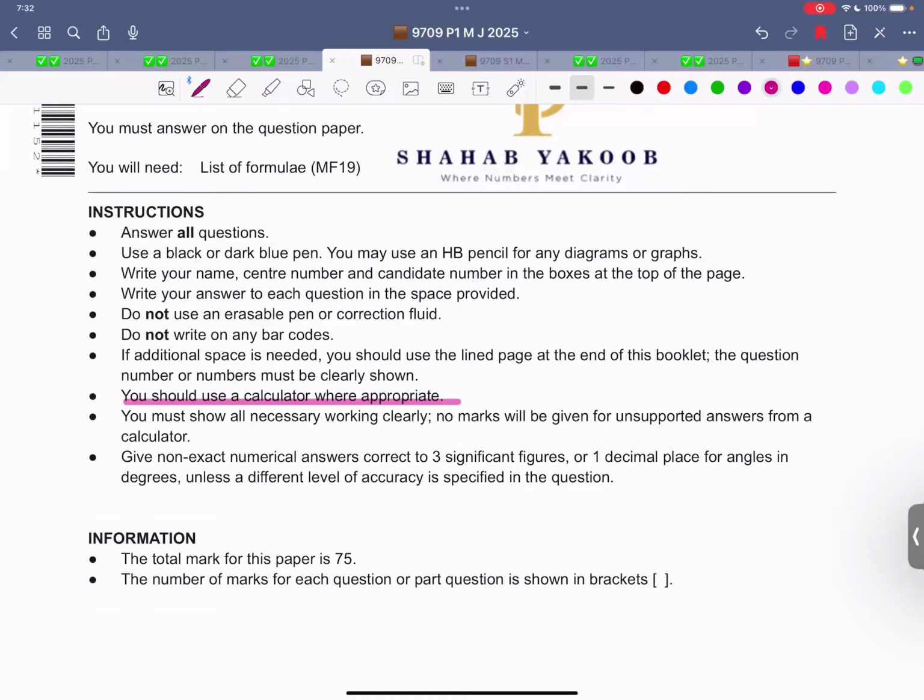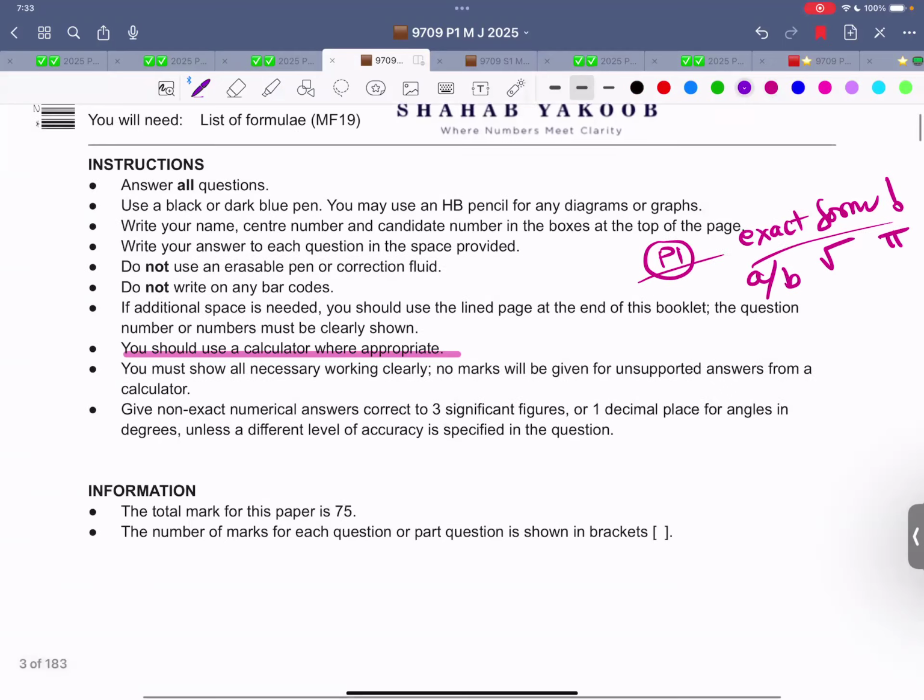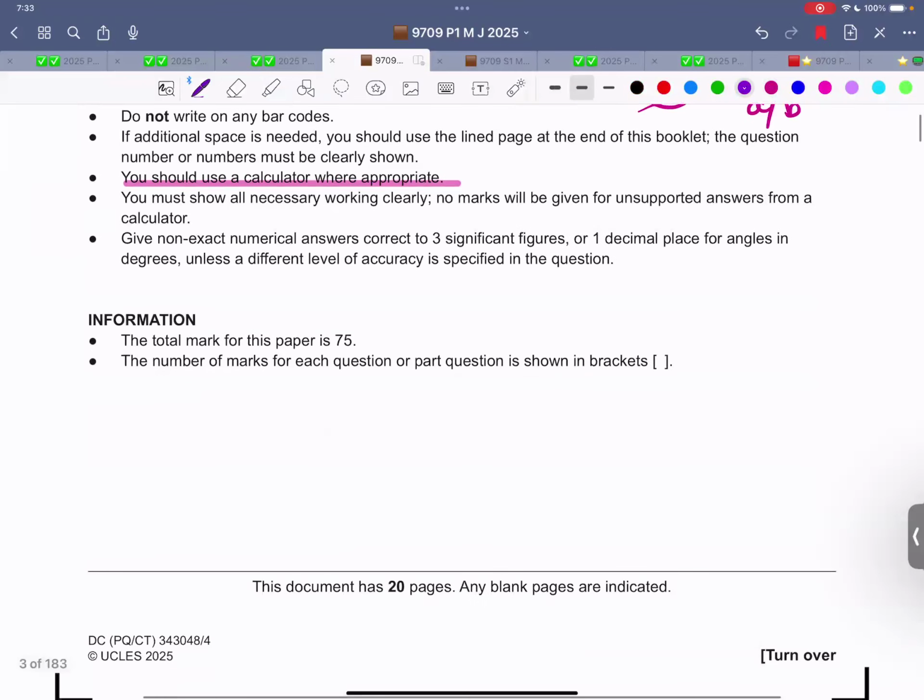Because from the perspective of P1, the examiner pays a lot of emphasis on exact form. Now, what exactly is the exact form? Writing in fractions is exact. Writing in surd form is exact. Writing in terms of pi is exact. So for P1 level, this is exact. Now, what about our friend decimal? So if the answer is inexact, then only worry about accuracy.